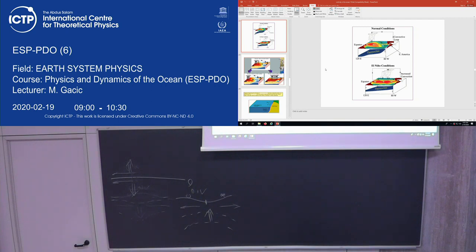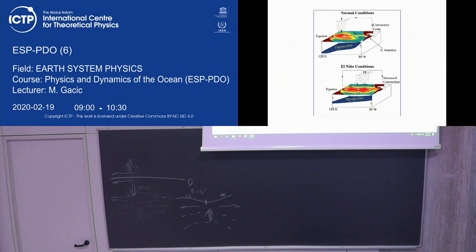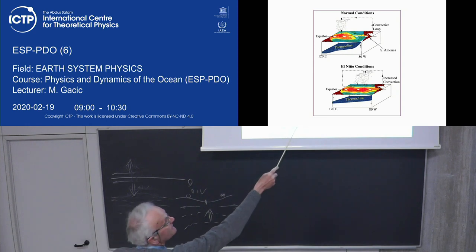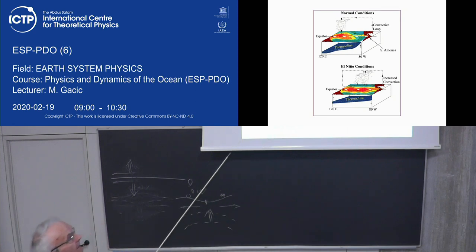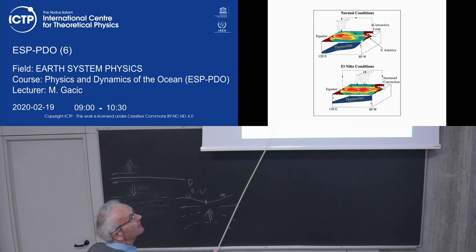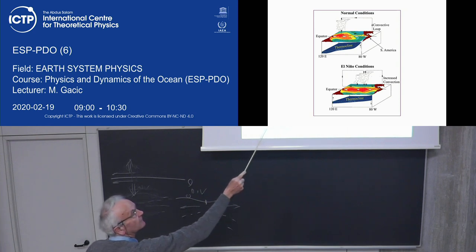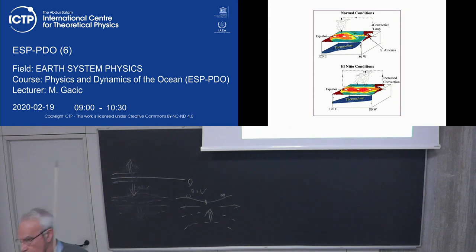Since we have been talking about the coastal upwelling, I would like to give you a few words about El Niño. El Niño is a phenomenon which is associated with the coastal upwelling taking place along the South American coast. This is the coast of South America. In the normal conditions, the wind is blowing northward, because we are in the southern hemisphere. So the Ekman transport is from the coast toward the open sea, taking away the warm water from the coast toward the open sea.